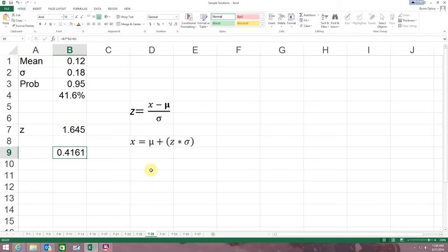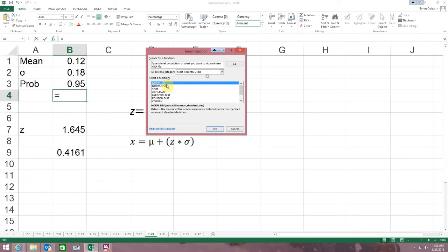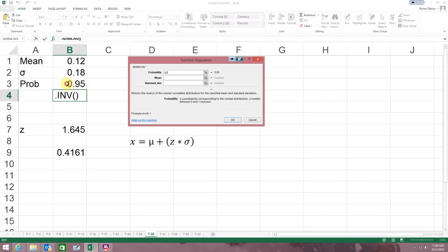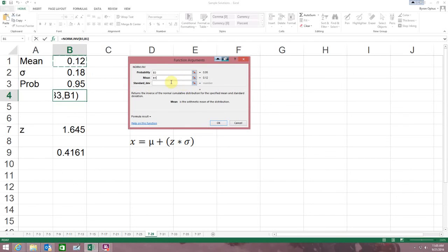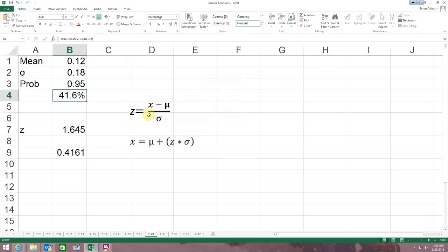Okay, so I've done that math. It's equal to my mu, or my mean, plus, and hit my parentheses, z times my standard deviation, in parentheses, hit my enter, and I get 0.416, or 41.6%. And like I did up here too, I can also do the normal inverse: probability, mean, standard deviation, and there we have it.